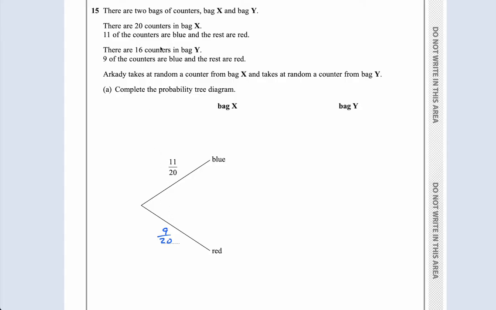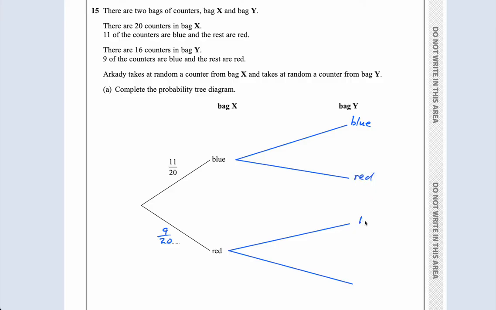Then it says there are 16 counters in bag Y. 9 are blue, the rest are red. He takes a random counter from bag X and takes a random counter from bag Y. Complete the tree diagram, right? So we need to actually draw the branches, guys. And it is important that you put the probabilities on the branch. Some people put the probability at the end and it doesn't look good. So this is blue and this is red, blue, red.